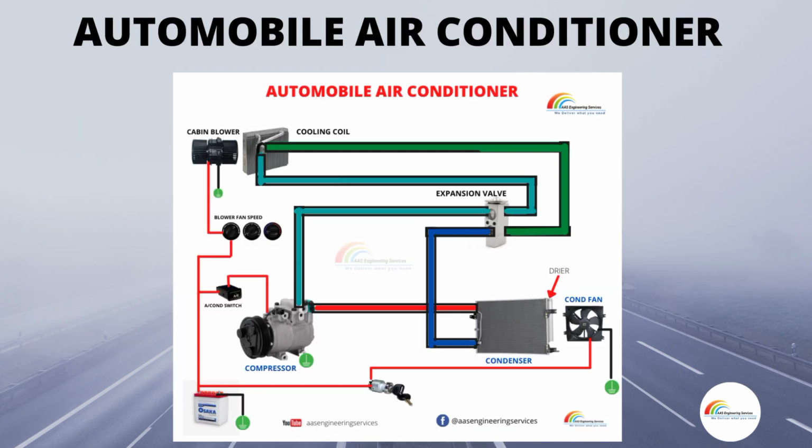Then there is a circuit diagram. It is an electromechanical diagram. The electrical part and mechanical parts are joined together in the same diagram. There are four mechanical parts we have already discussed: compressor, condenser, expansion valve, and cooling coil or evaporator. Then there are the electrical parts, including the battery, then the ignition switch, which we have already explained. The blower fan speed switch you can see there. Then there is the cabin blower.